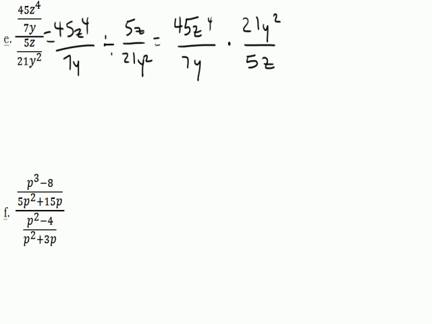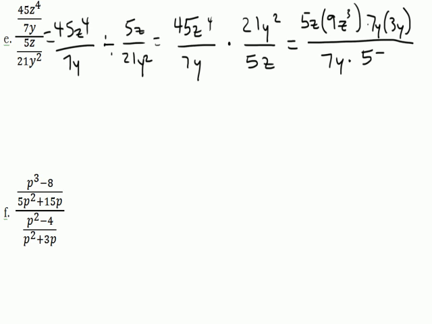Now, our goal at this point is to be looking for things to cancel out. So I'm going to factor things conveniently. That is, I'm going to factor them to try to get these things to cancel out. Looking at the 45z to the fourth, I don't see much in common with it in the 7y. So let's look over here at the 5z. I think I do have a 5z I can factor out of the 45z to the fourth. That'd be 9z cubed. So 5z times 9z cubed is 45z to the fourth. Doing the similar thing with the 21y squared, well, it's got a 7y. I can factor that out. That'd be 7y times 3y. And this is all going to be divided by 7y times 5z.